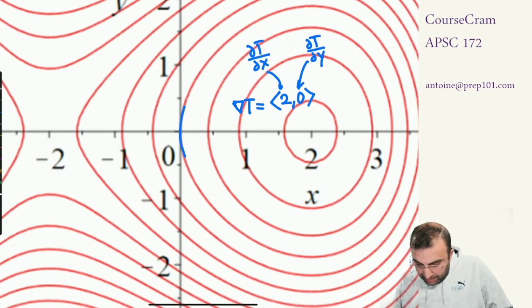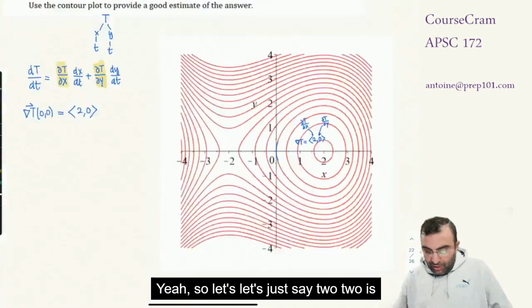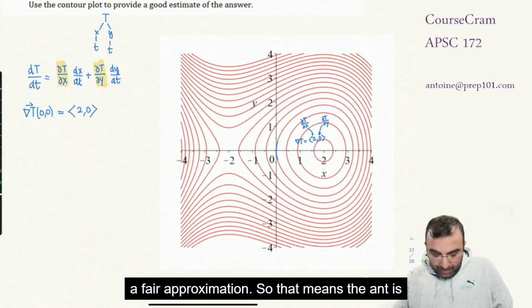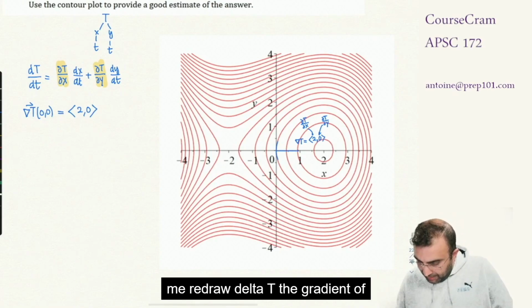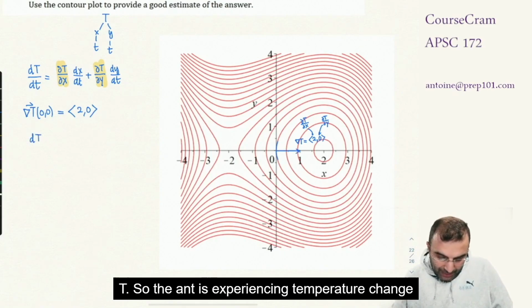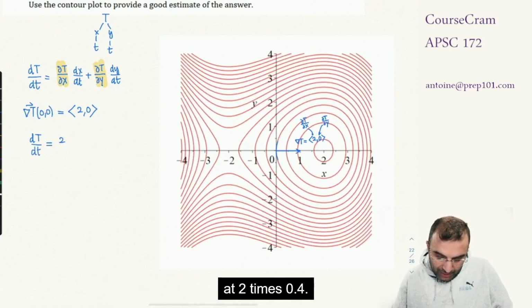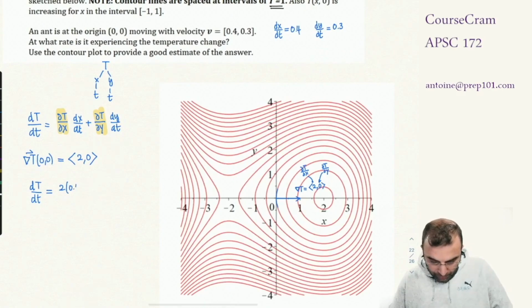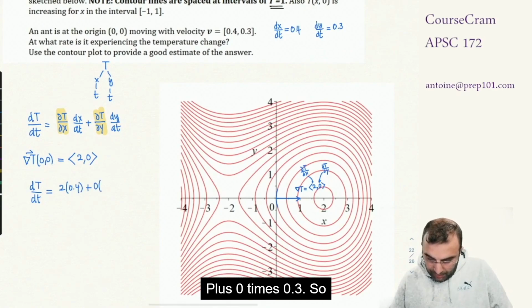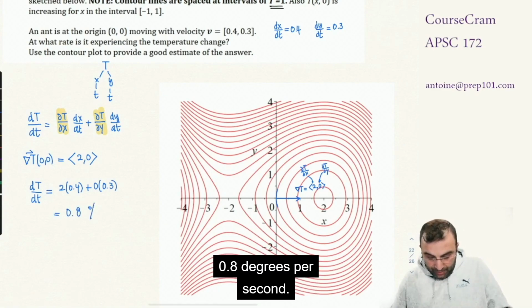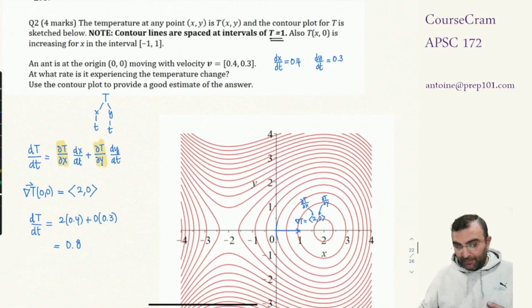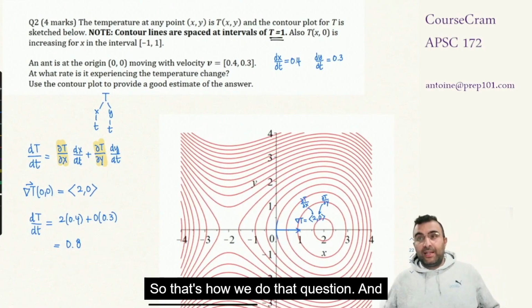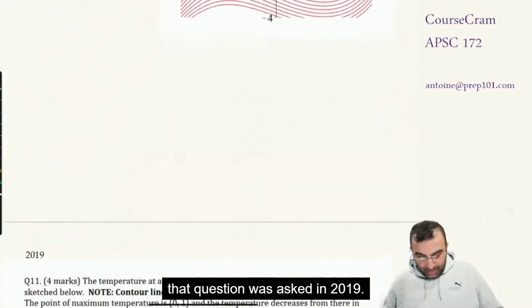Actually, it's a little bit, yeah. So let's just say 2. 2 is a fair approximation. So that means the ant is experiencing the rate of change. So let me redraw delta t, gradient of t. So the ant is experiencing temperature change at 2 times 0.4 plus 0 times 0.3, so 0.8 degrees per second, or per meter, they don't specify the units. So that's how we do that question, and that question was asked in 2019.